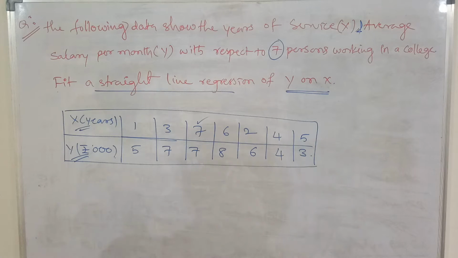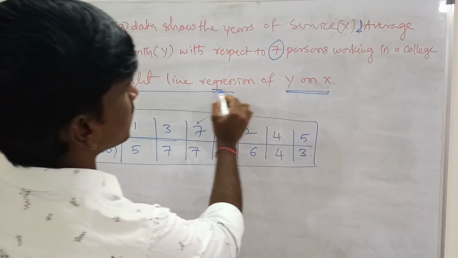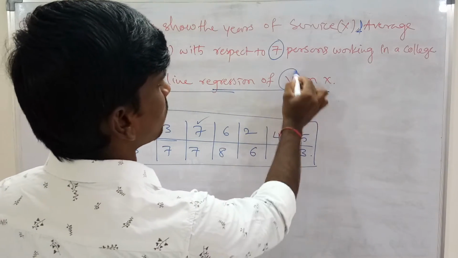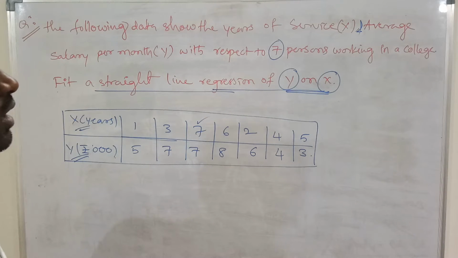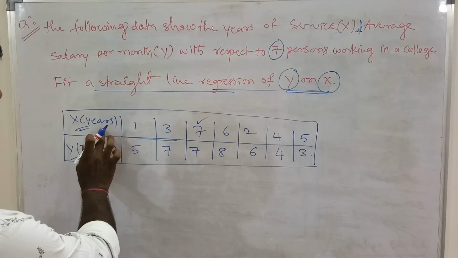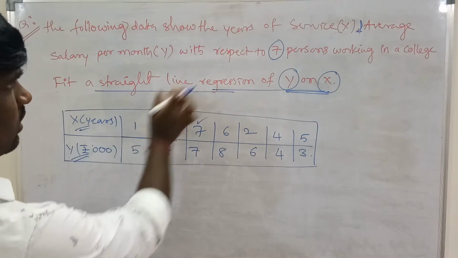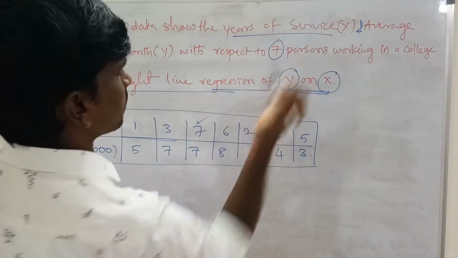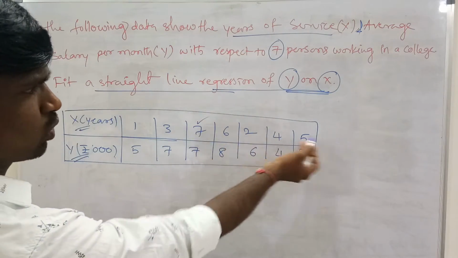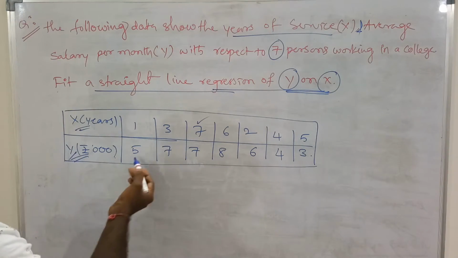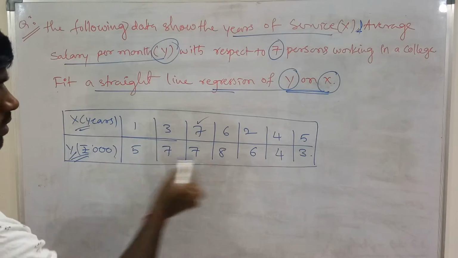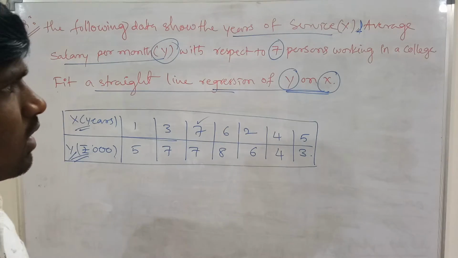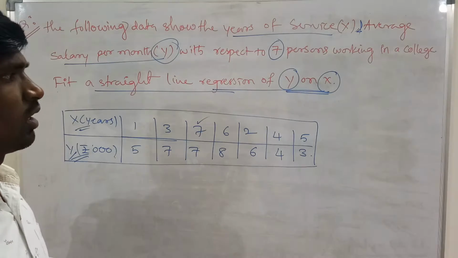From this data we have to calculate the regression line of y on x. Only one condition is given in this question, so we have to calculate only one regression equation, right? Here x is the years of service, 1, 3, 7, 6, 2, 4, 5, and y is the average salary per month, right? From this data we have to calculate the regression equation of y on x.